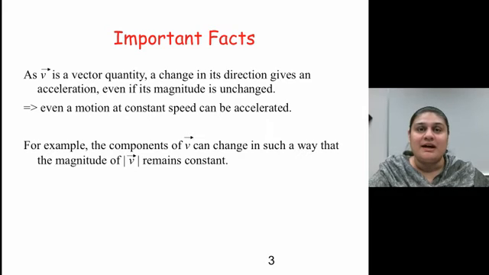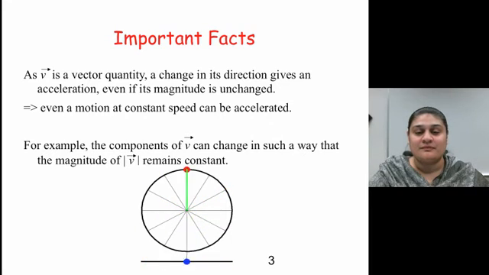Some important facts. Since velocity is a vector, the change in its direction gives an acceleration, even if its magnitude is unchanged. For example, the components of v can change in such a way that the magnitude of v remains constant. Can you think of any examples? Well, here's an example. The magnitude of the velocity may not be changing, but its direction is constantly changing when things move in a circle. When things move in a circle, they are being accelerated. And we will talk about that when we talk about centripetal accelerations and so on and so forth.